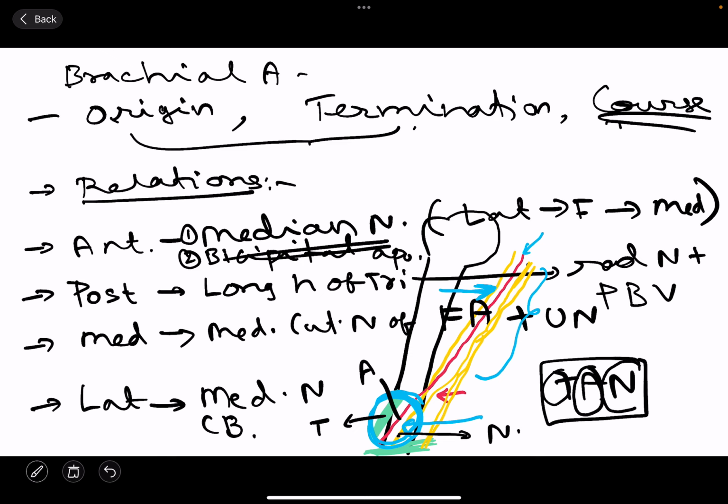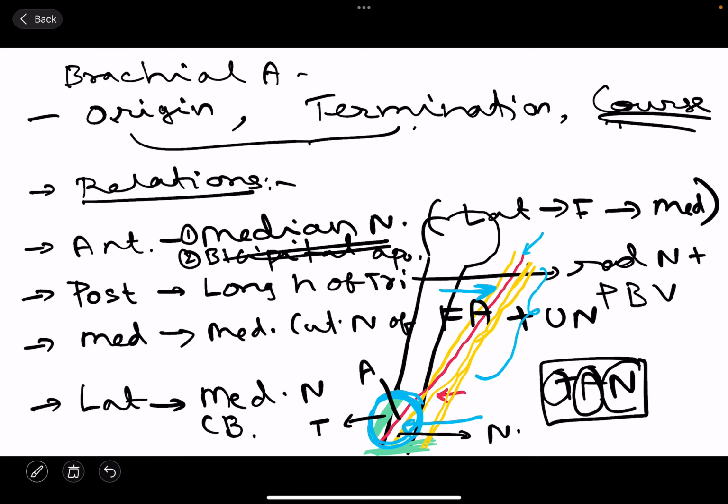Okay, so these are the branches from the brachial artery. Now the pulsation of the brachial artery is felt or auscultated in front of the elbow. So it is usually the standard method of recording the blood pressure. That's the brachial artery. Now moving on to the nerves in the arm. So we have the musculocutaneous nerve in the arm, the median nerve in the arm, the ulnar nerve in the arm, and the radial nerve in the arm. The radial nerve goes to the posterior compartment.